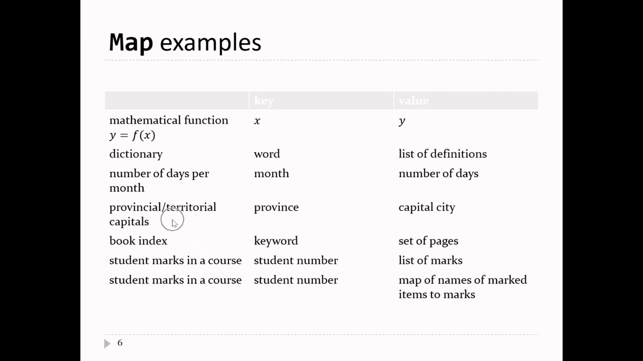You can map the provinces to their provincial capitals. Now in Canada, all the capital cities happen to be unique, but that's not necessarily the case. It is possible to have a country where you have two provinces with the capital cities having the same name. I don't know if there's an actual country where that's the case, but it's technically possible. And so on and so forth. You can come up with lots and lots of examples of maps.